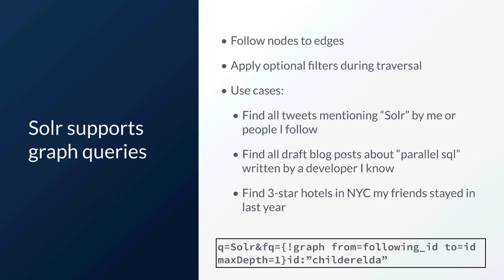The use cases that we might mention with this are: find all tweets mentioning Solr by me or people that I follow. I'm going to have an example of that at the bottom of this slide, just to show the syntax. Other use cases: find all draft blog posts about parallel SQL written by a developer I know. Find 3-star hotels in New York City my friend stayed in last year. There's relationship information that is required, and interconnectedness of data in different ways than some traditional queries.